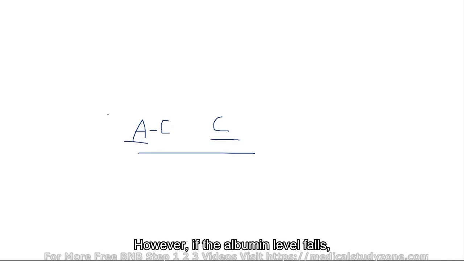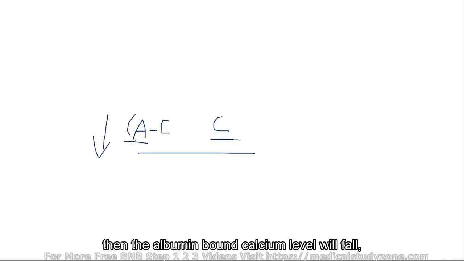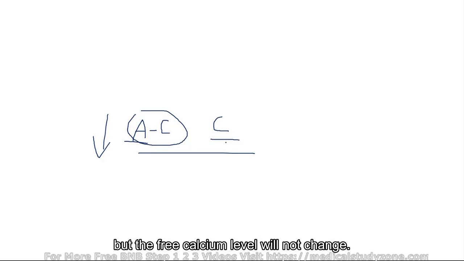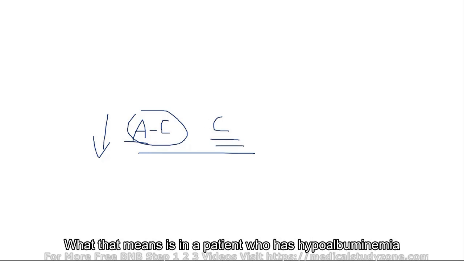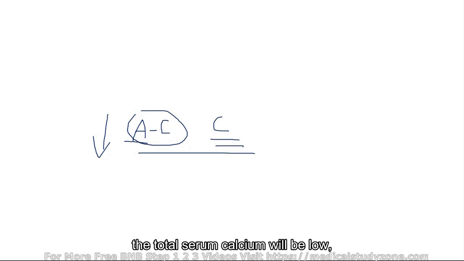However, if the albumin level falls, then the albumin-bound calcium level will fall, but the free calcium level will not change. What that means is, in a patient who has hypoalbuminemia, the total serum calcium will be low. However, the free calcium can be normal, and you need to account for that.